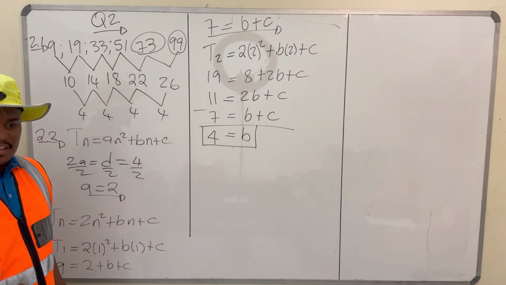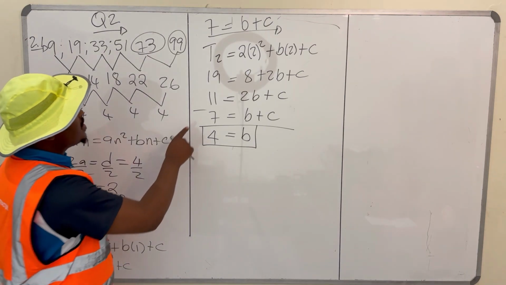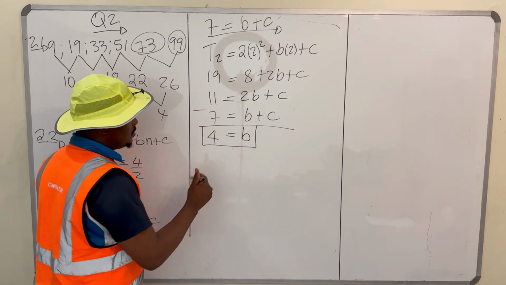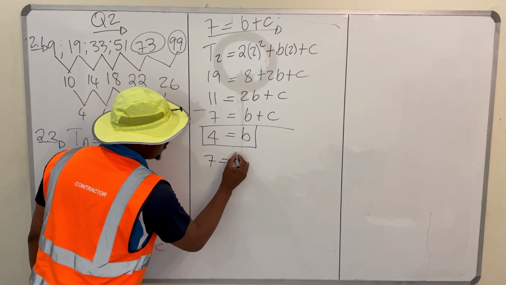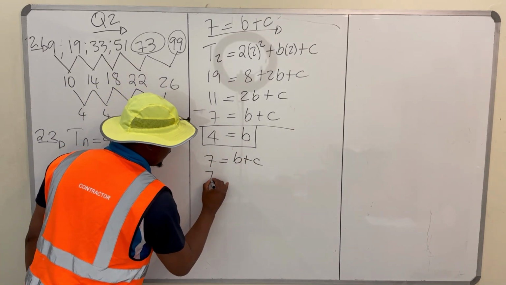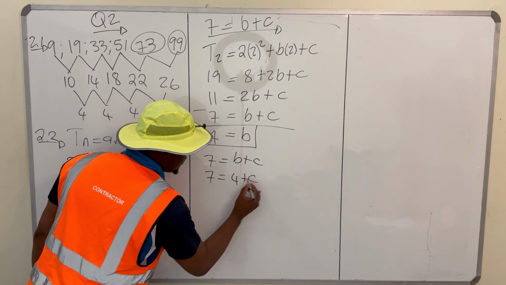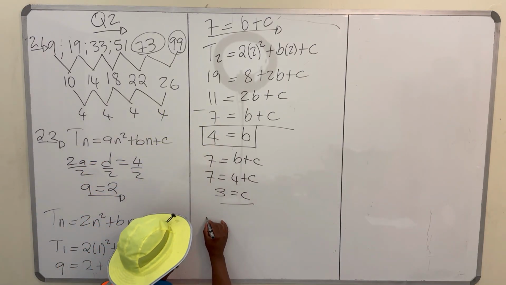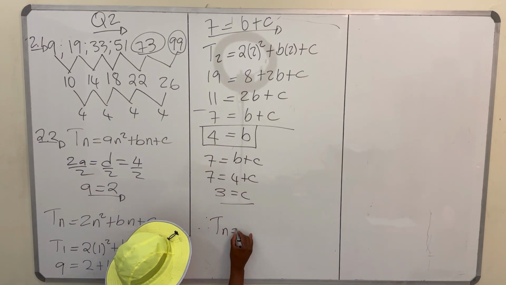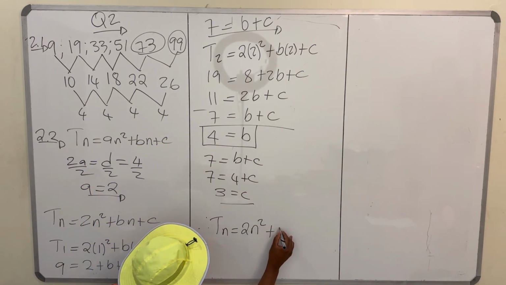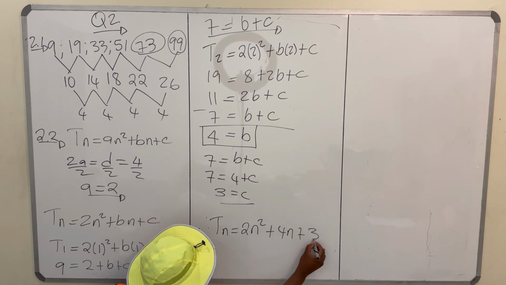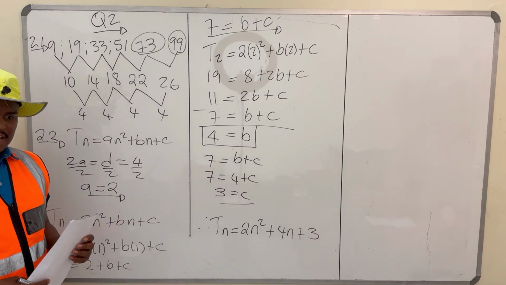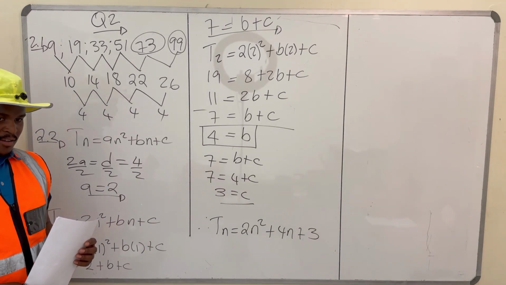What are you missing? C. If you take any of the two equations and substitute your B, you'll find your C. So 7 is equal to B plus C. So 7 is equal to 4 plus C. So your C is equal to 3. Therefore, your nth term Tn is equal to 2n squared plus 4n plus 3. Done. Is it clear? Yes. No problem.